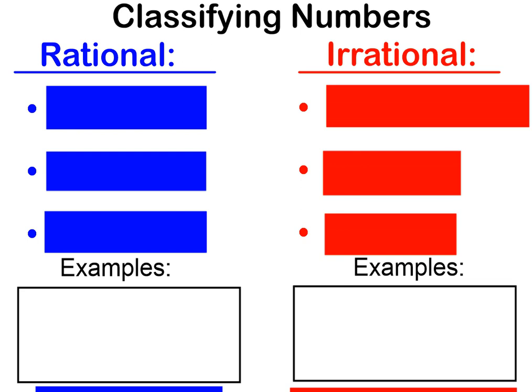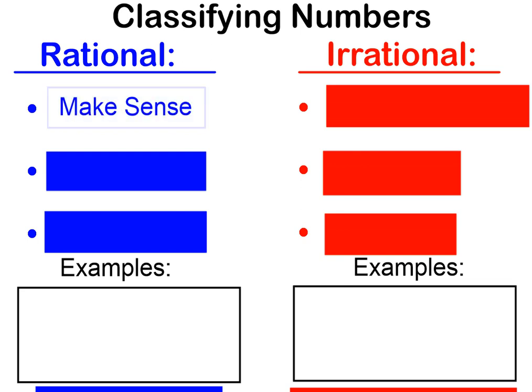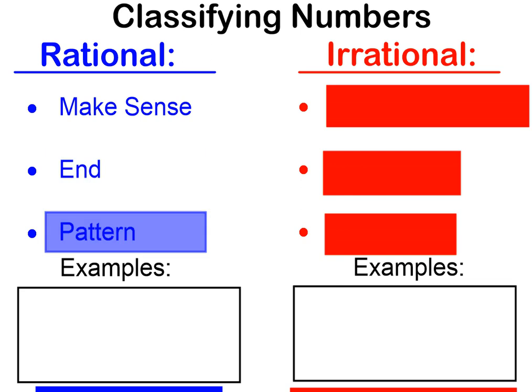Now, what we also need to understand, since we're using square roots, is this concept of classifying numbers. All numbers are either going to be rational or irrational. Over here on the blue side, rational numbers are going to be ones that make sense. And that's because they either end or they have a pattern. So they're a number that makes sense.